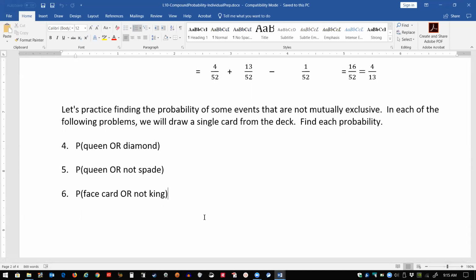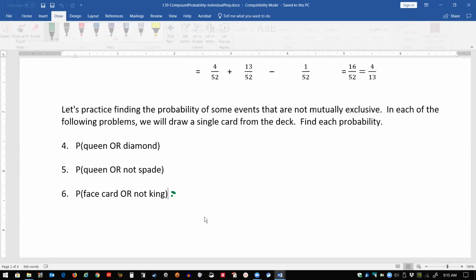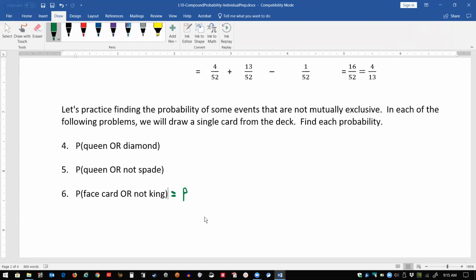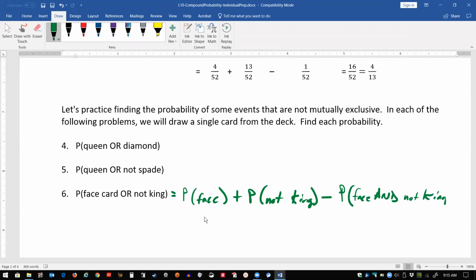So remember, our formula then is to find the probability of the first event. We add the probability of the second event. And then we subtract the probability of both of those events happening at the same time. Okay? So let's fill these in.